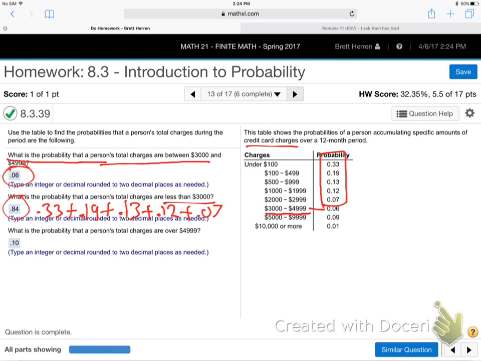All right, what is the probability that a person's total charges are over $499? It's those two together. 0.09 plus 0.01, 0.10. Good on that? Just looking at the table and grabbing the numbers we need.